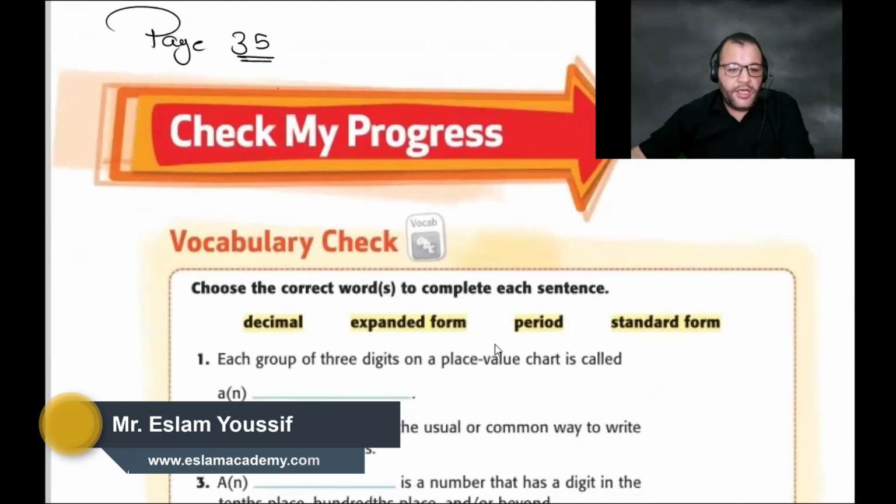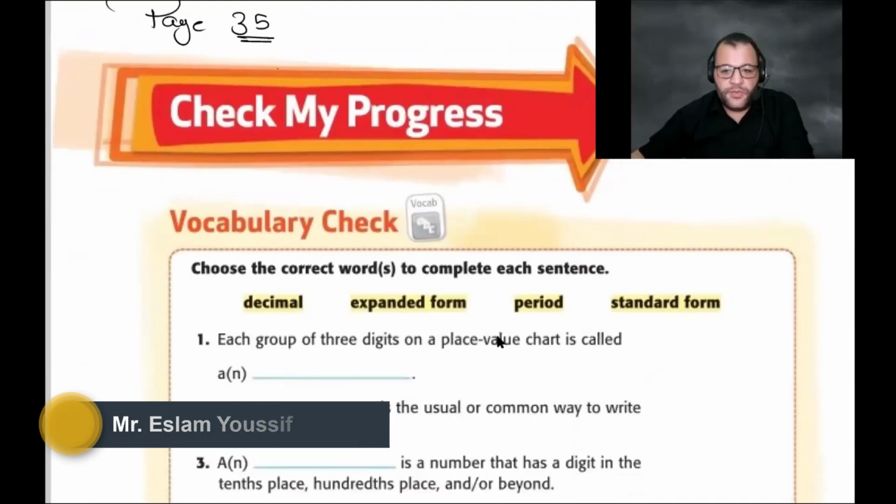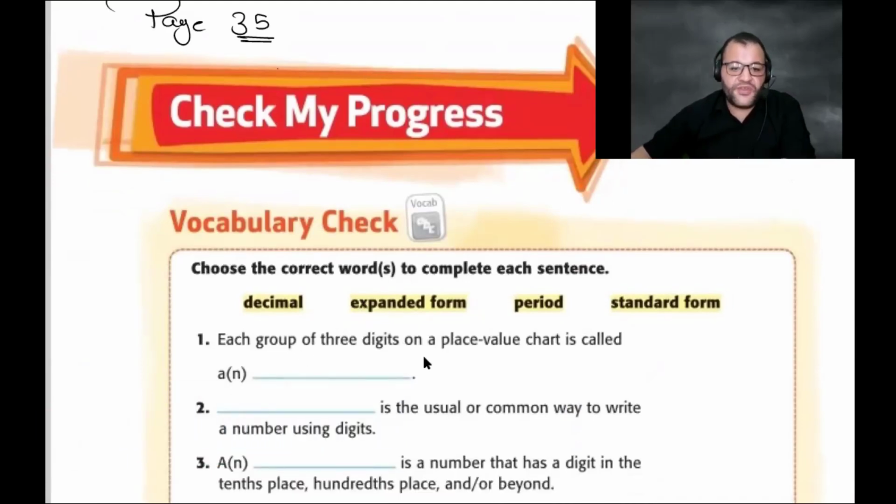The first one: each group of 3 digits. If you know the answer, raise your hand. Each group of 3 digits on the place value chart is called what? It's called decimal, or expanded form, or period, or standard form. Walid Kandil: Period. It's called period.